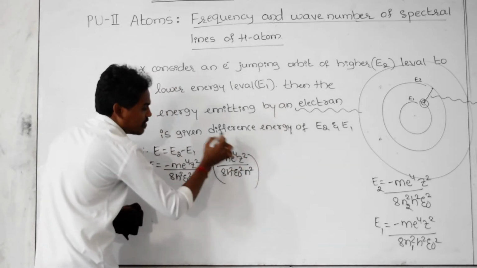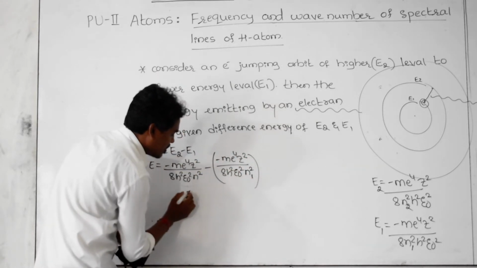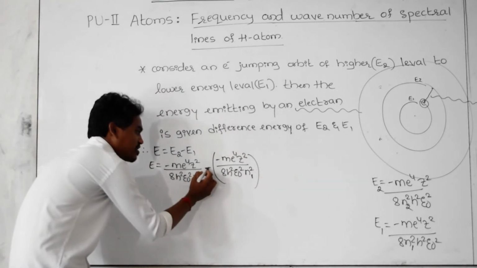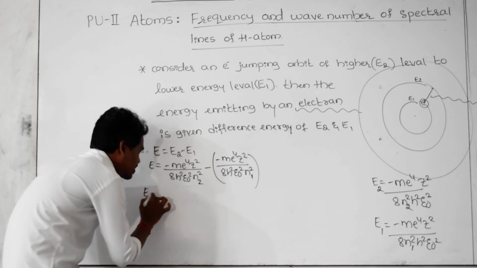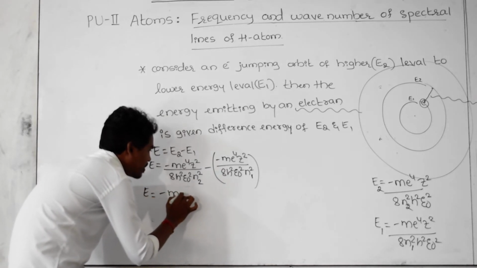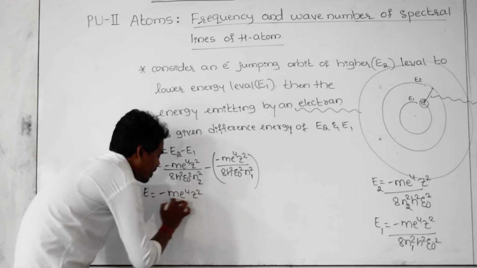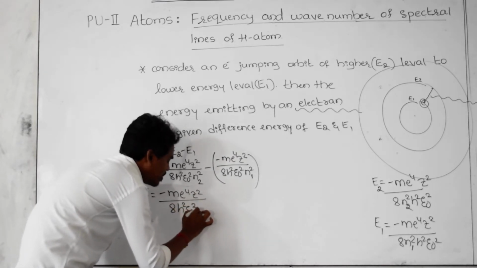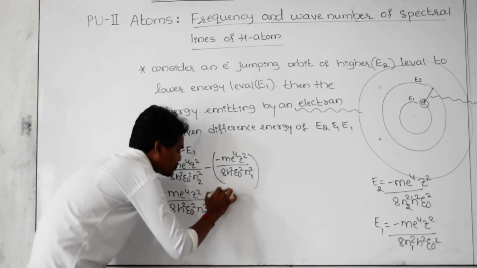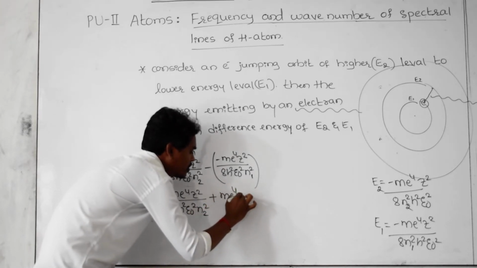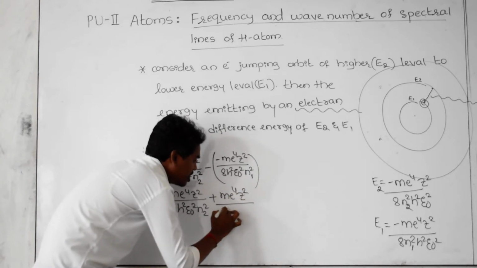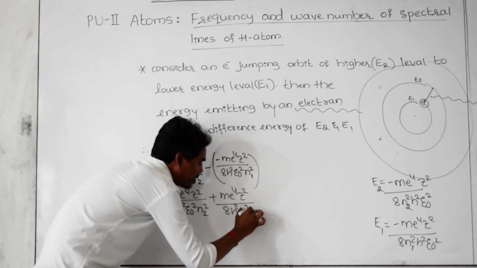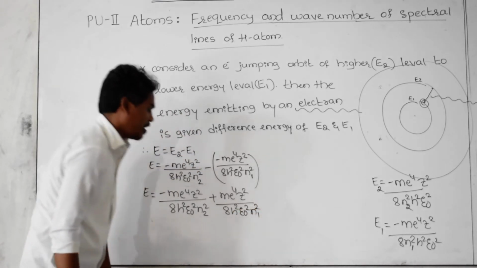This is which orbit? This is the first orbit, that's why take it as n1. It is the second orbit, this is n1. And next one, this minus and minus becomes plus. Then E is equal to minus m e raised to 4 z square divided by 8 h square epsilon naught square n2 square plus m e raised to 4 z square divided by 8 h square epsilon naught square n1 square. And what is common here?